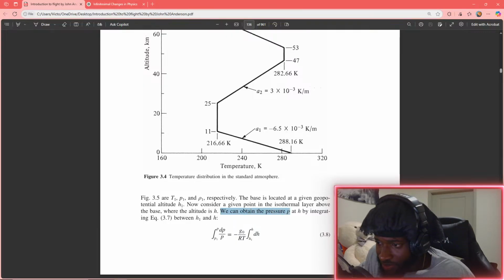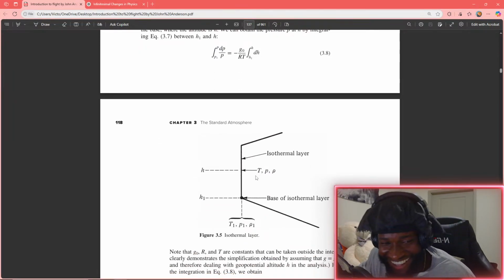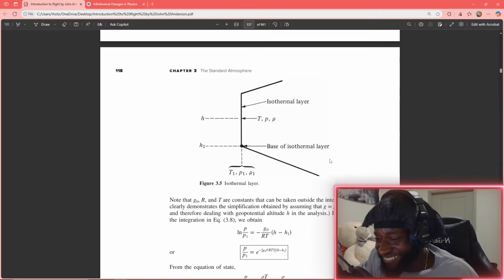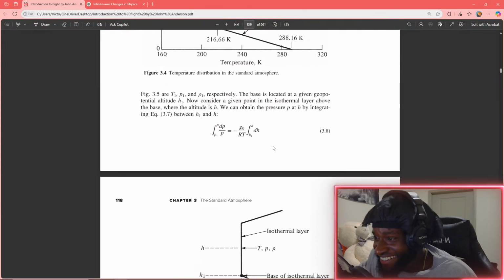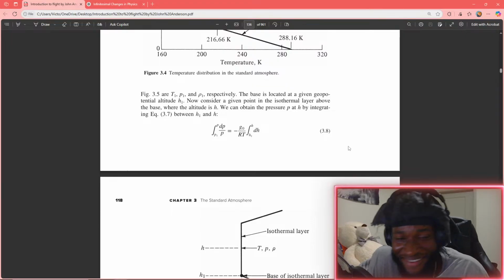We can obtain the pressure P at h by integrating... Oh, it's between two. I'm an idiot. Don't answer that. Oh my god. We are integrating. I'm like paying attention, but I'm not paying attention. I'm like, why are there two P's? Okay. Wow. Okay.